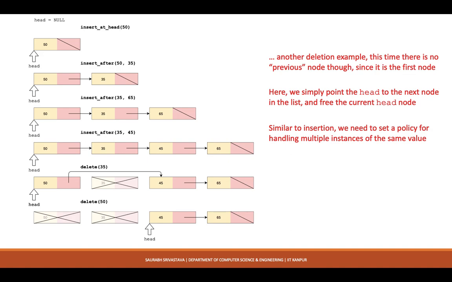Now similar to the insertion policy, we also need a policy for deletion. What do I do if I have, let us say, multiple instances of 50 or 35 in my list? Again, the simplest policy is that starting from the head, whichever is the first node that contains the given data, I'll simply delete it.